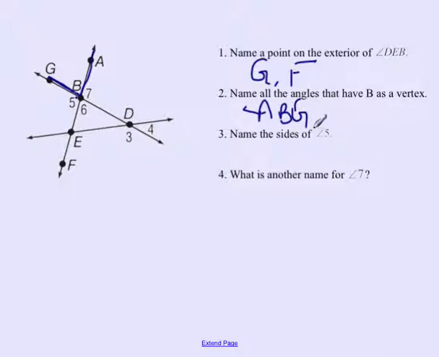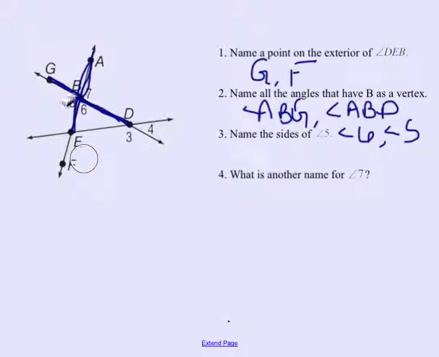We can also name angles by just a number. Notice that this angle right here, we could name with letters and do ABD. But then we also have this angle here. Well, that angle doesn't have 3 letters. Well, it does, but we could also name it by the number. I could just call that angle 6. Same thing here. This one has a vertex of B. I could call that GBE, or I could just call that angle 5. So I can name it by the numbers as well as the 3 letters. Next, it asks us to name the sides of angle 5.